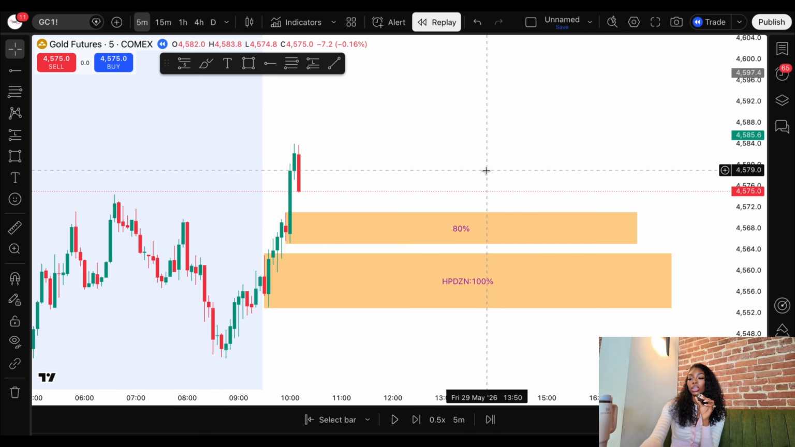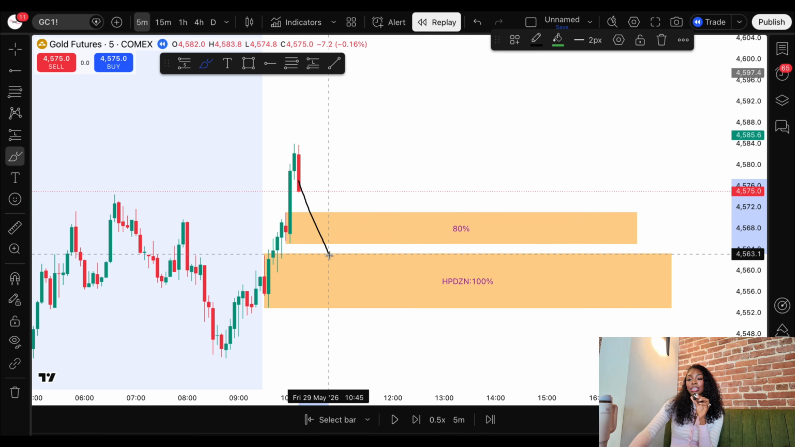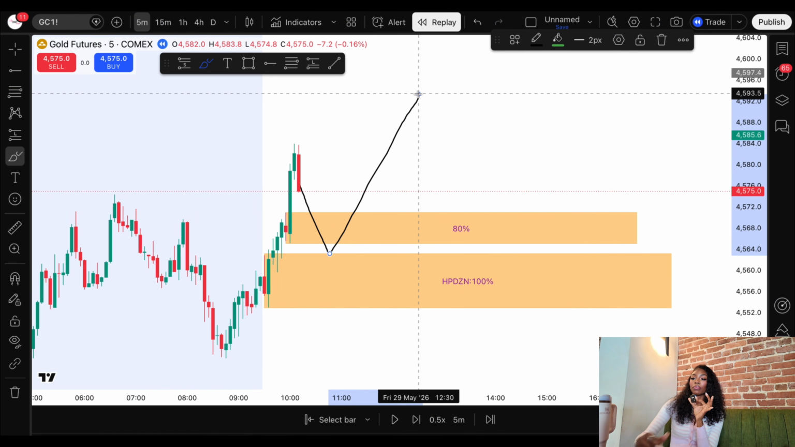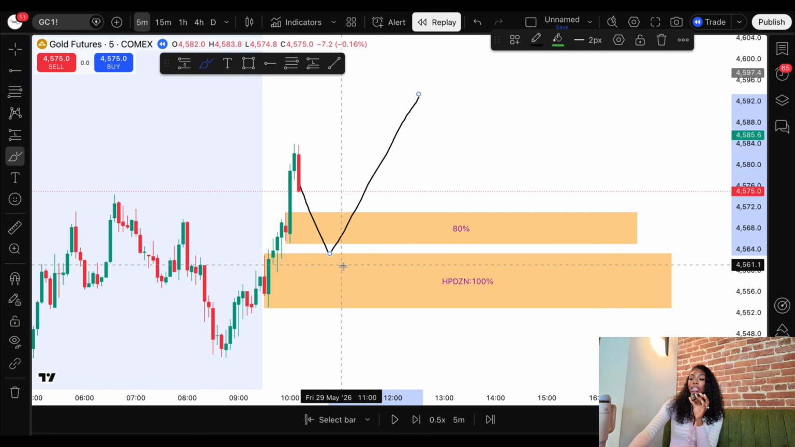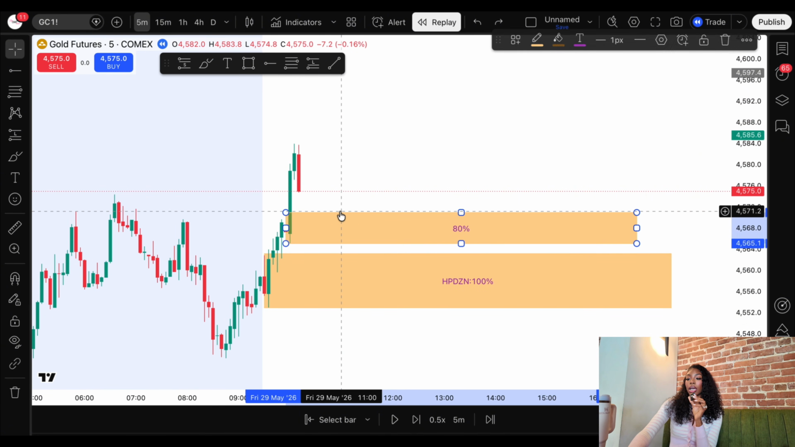It could possibly hold, it possibly could not, because you've got to understand price is trying to get back to these unfulfilled buy orders. So when they fill them, they're going to have to invalidate this to get there, and then we're going to go up to new highs. So let's just see how it plays out.